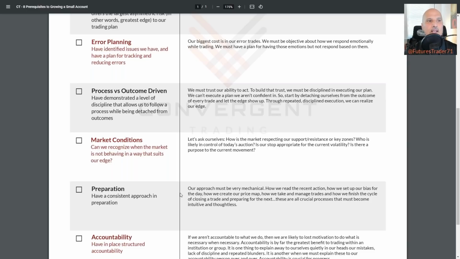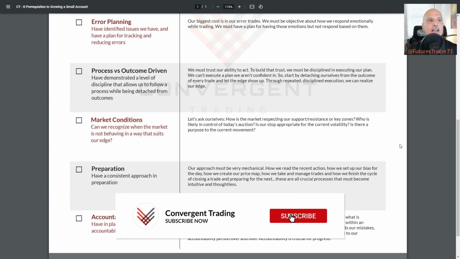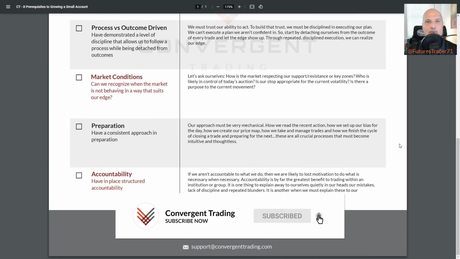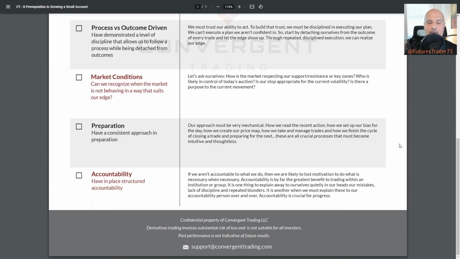Understanding and recognizing market conditions is an important piece. When the market's not behaving in a way that suits us, we need to be able to see that, and we can see this by a market that's not respecting any of our levels. It's not doing what we expect and what we have studied to eke out our edge. And so we have a plan for that. We can step back, we can cut size, we can just not trade, we can go do something else, okay?